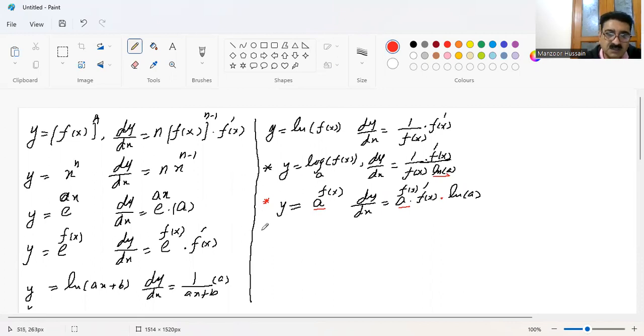Now we come to the differentiation of trigonometric functions. Now we want to find the derivative of trigonometric functions. Number one, the trigonometric function y equals sine of a function. What is the derivative of the sine of a function? We write the derivative of the sine of this function, so sine of f(x).